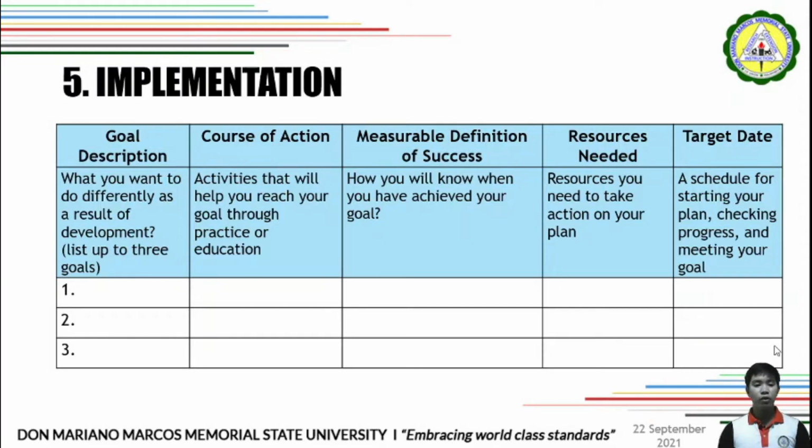Ano ba yung mga goals ninyo? Dapat specific, dapat measurable, and then dapat attainable, and realistic, and time-bound. Course of action, ano bang gagawin mo para ma-achieve mo yung goal na yon? Then, measurable definition, paano mo masasabi na na-achieve mo na yung goal na yon?